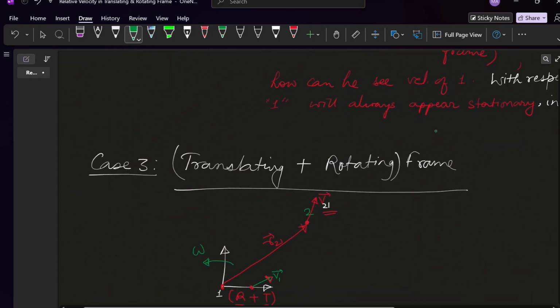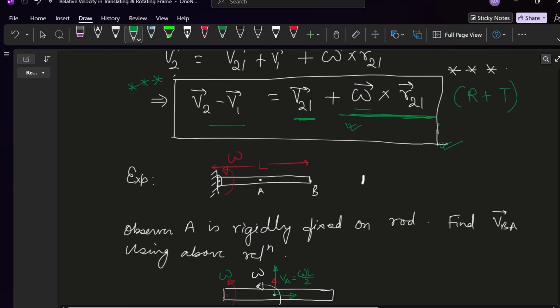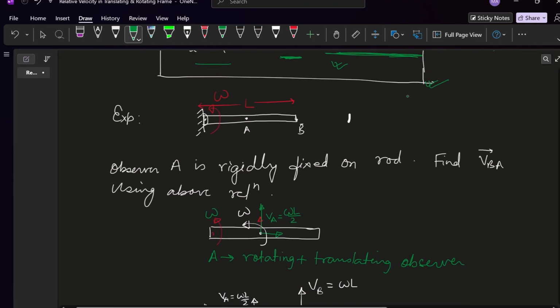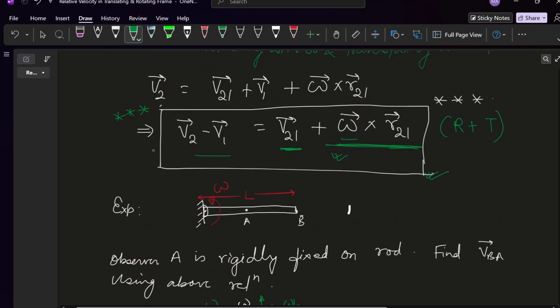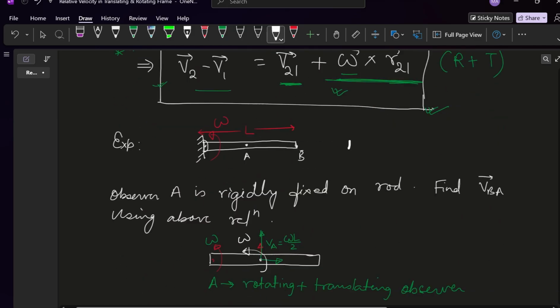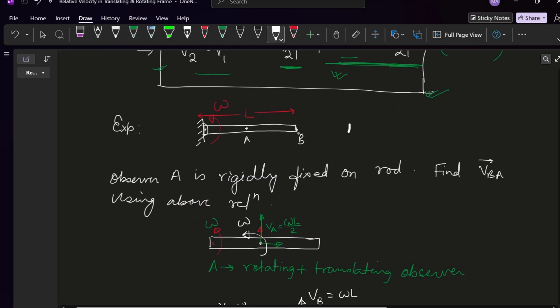So this is the case of relative velocity. Now let me take one example to apply this concept and see how this equation takes effect. Let's say this is a rod.